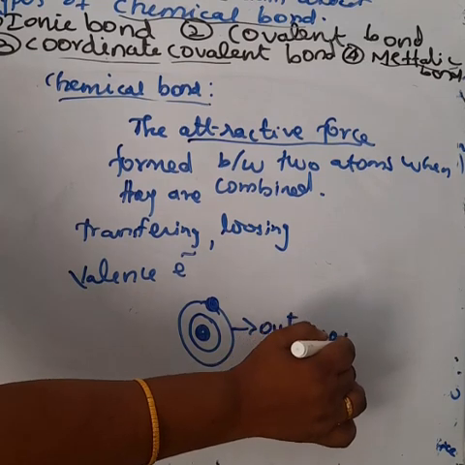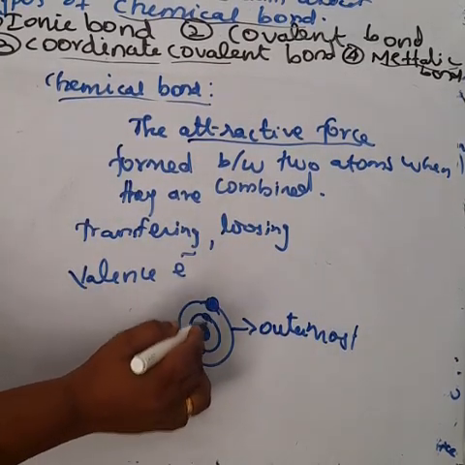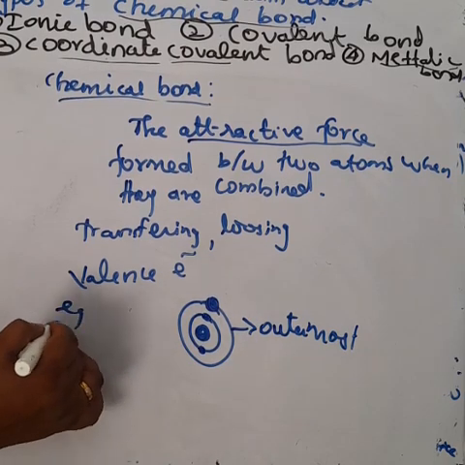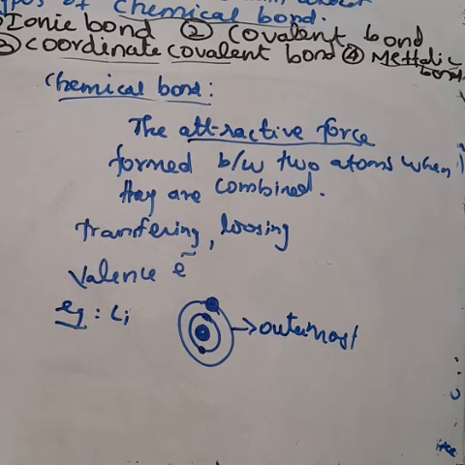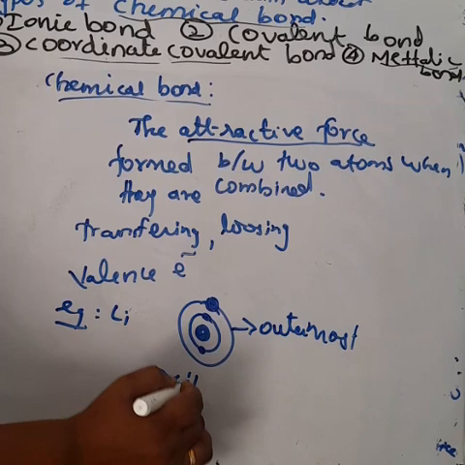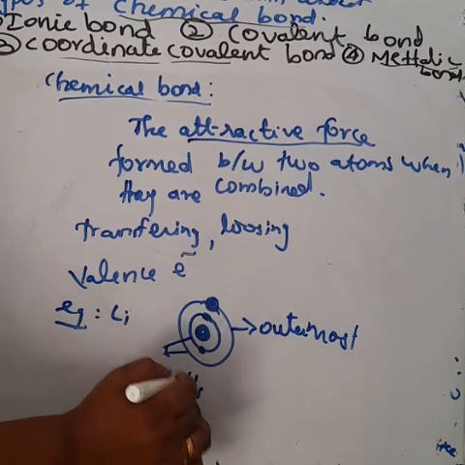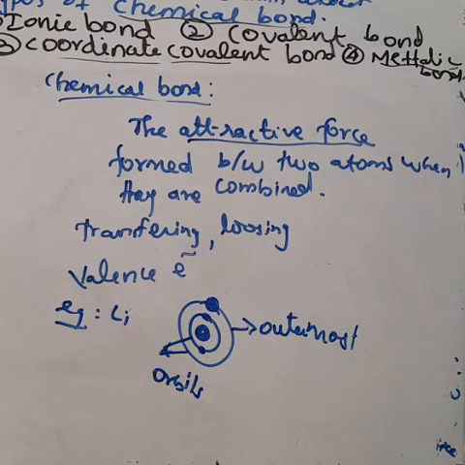What do you mean by outermost orbit? You know, the electrons are revolving around the nucleus in a circular path. This circular path is known as orbits. So valence electrons means the electrons present in the outermost orbit. These are called valence electrons.